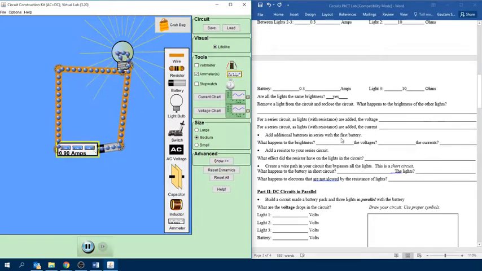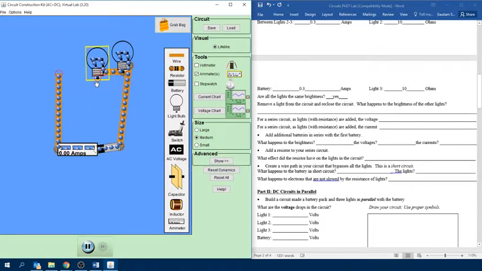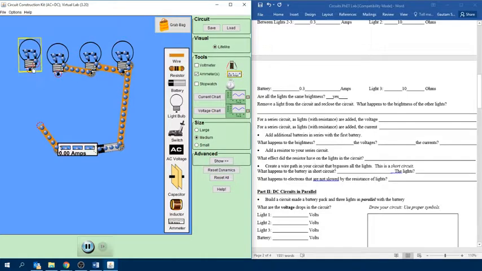So we want to add to the first battery. Let's see what happens. Let's just keep adding some bulbs. All right, so we had 3 before. Let's see what happens when I do 4. Okay, so further down.